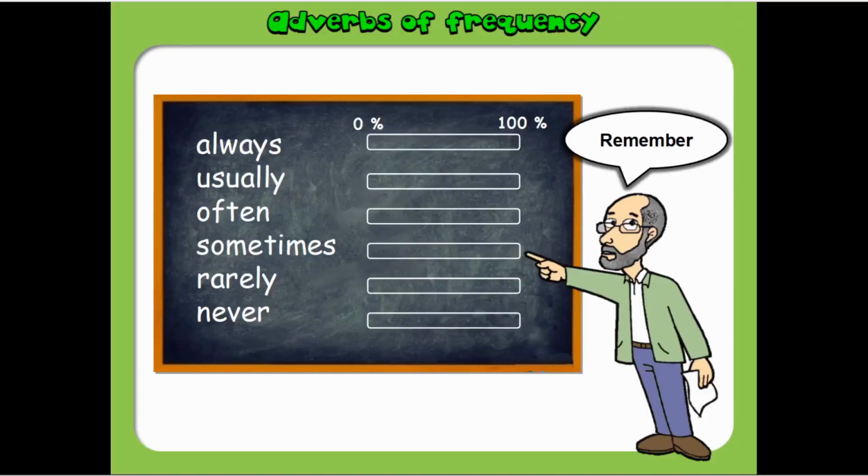Okay, now that we have a crash course in daily routines, let's practice with some adverbs of frequency, and then after that, we'll continue on with daily routines. Let's get started. Quick review. Always is 100%. Usually. Often. Sometimes. Rarely. And never.